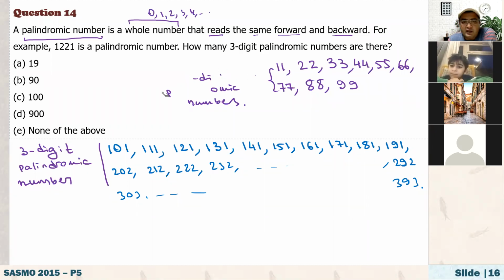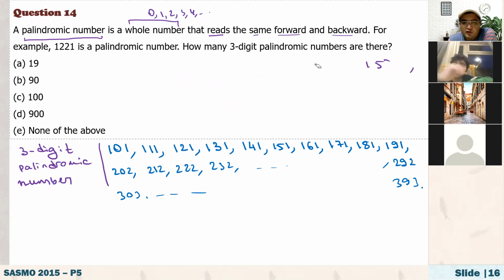So now, okay, Ayhan, you got some idea about palindromic numbers. So now let's read the question then. The question is: how many 3-digit palindromic numbers do we have, right?